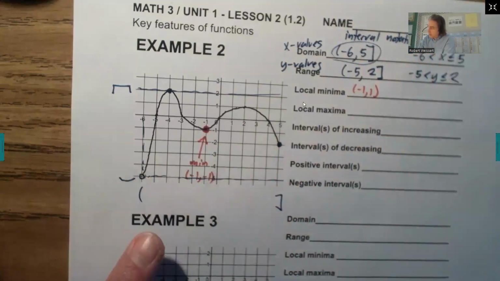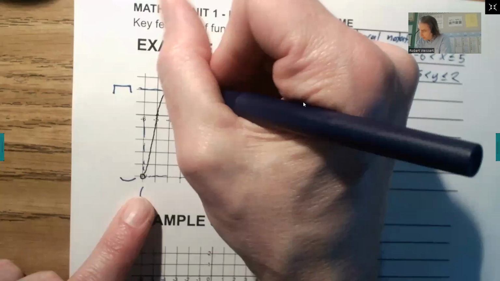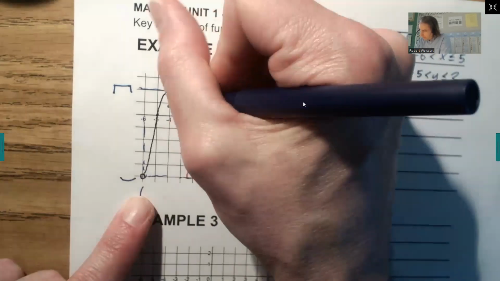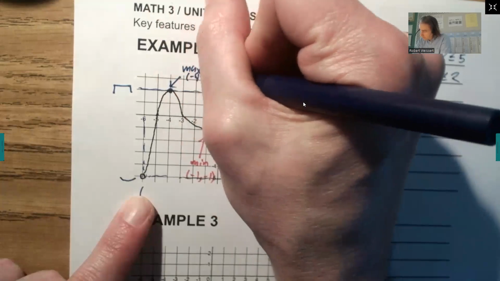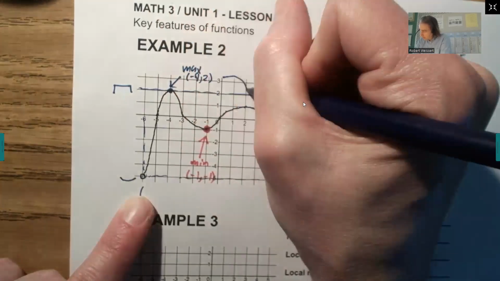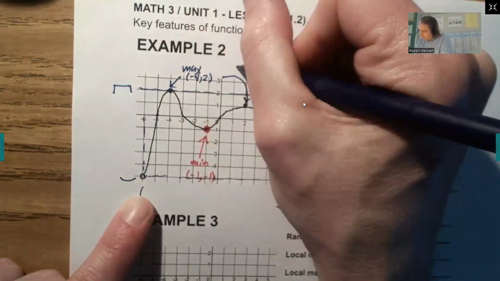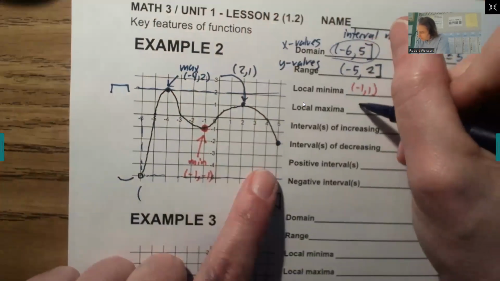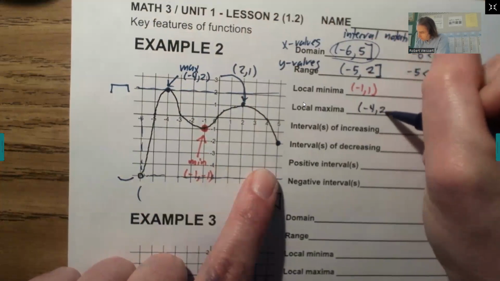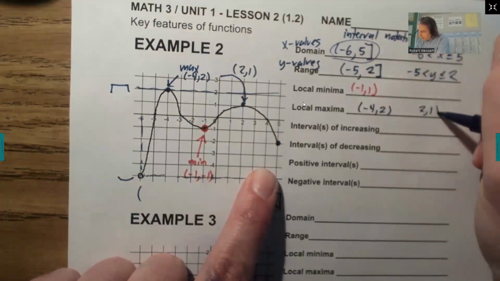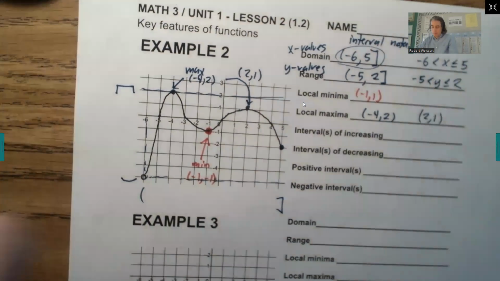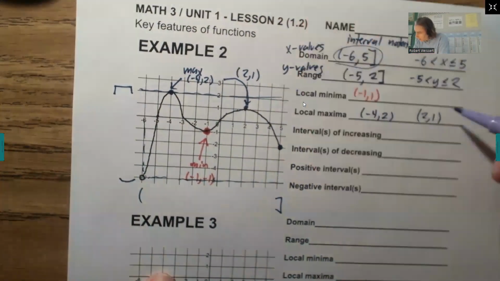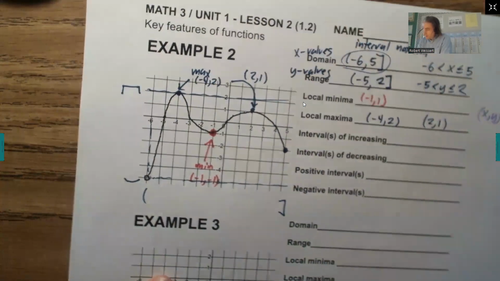I have a maximum in 2 spots, actually. I have one right here. That's going to be at -4, 2. And here. And that's going to be at 2, 1. So let me write those both down. -4, 2, and 2, 1. Remember that minimums and maximums use coordinates. So we're looking at x comma y. X comma y for those.